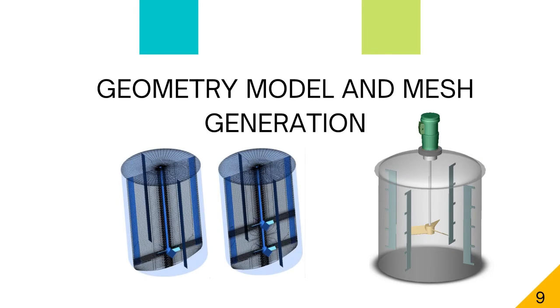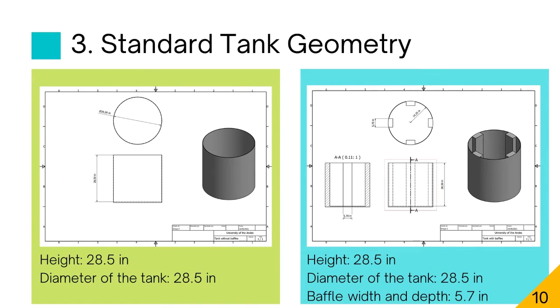Now let's move on to geometry model and mesh generation. We developed the geometry for the project keeping in mind that we were going to use a standard tank. The most special attribute of this type of tank is that the height is equal to the diameter. The height is 28.5 inches, as well as the diameter. For the tank with baffles, we designed it with 4 internal baffles with 5.7 inches of width and depth, and the height is the same as the tank.